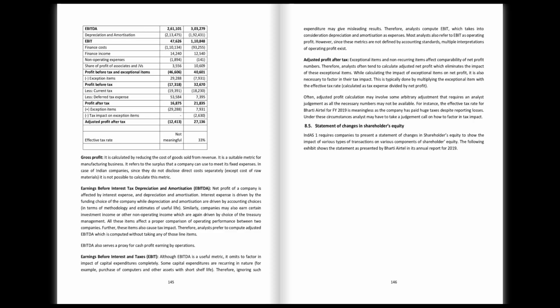Earnings before interest, tax, depreciation, and amortization, EBITDA. Net profit of a company is affected by interest expense and depreciation and amortization. Interest expense is driven by the funding choice of the company, while depreciation and amortization are driven by accounting choices in terms of methodology and estimates of useful life. Similarly, companies may also earn certain investment income or other non-operating income, which are again driven by choice of the treasury management. All these items affect a proper comparison of operating performance between two companies.